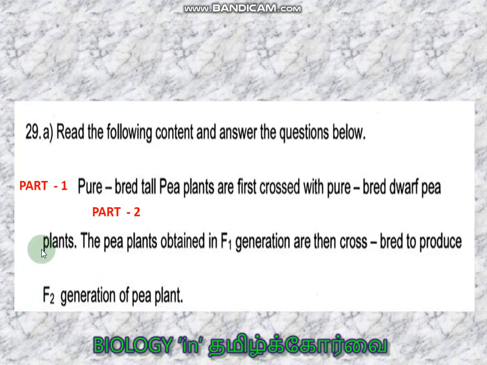Now, for your convenience to understand, I am splitting the content into 2 parts. At the beginning only you can do like that, or you can do the rough work. But in course of time, it should be in your mind and you can immediately start answering. Okay, so first part: pure breed tall pea plants first crossed with pure breed dwarf pea plants. This is part 1. Part 2: the pea plants obtained in F1 generation are then crossbred to produce F2 generation of pea plants.